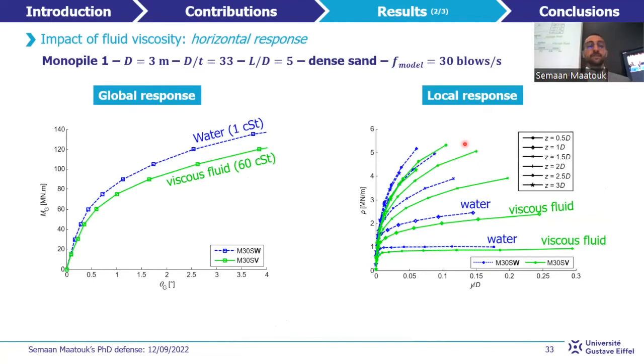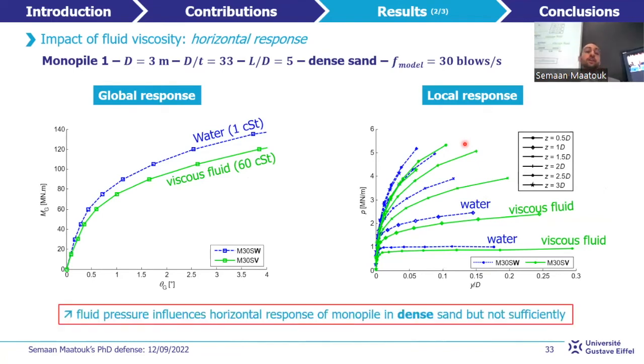So from this second theme, it appears that the excess of pore fluid pressure may influence the horizontal response of the monopile, but not sufficiently in dense saturated sand.